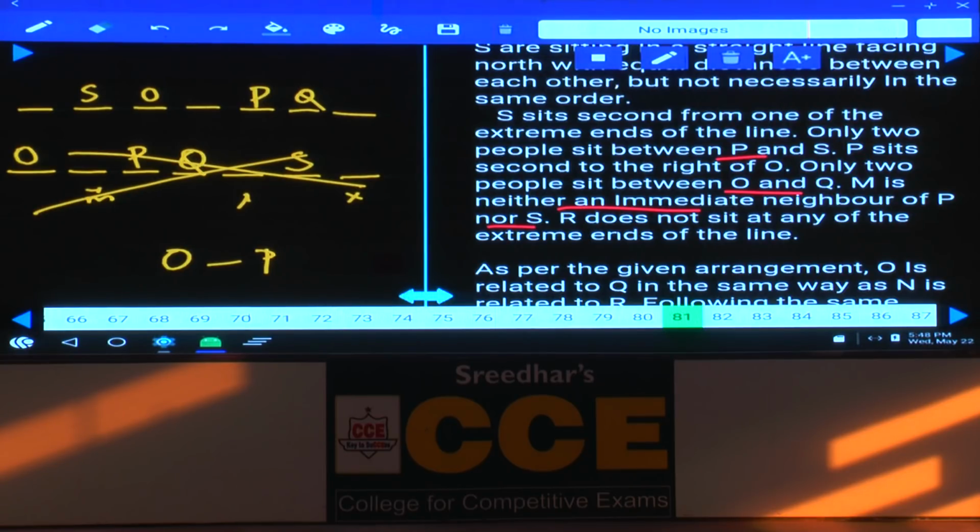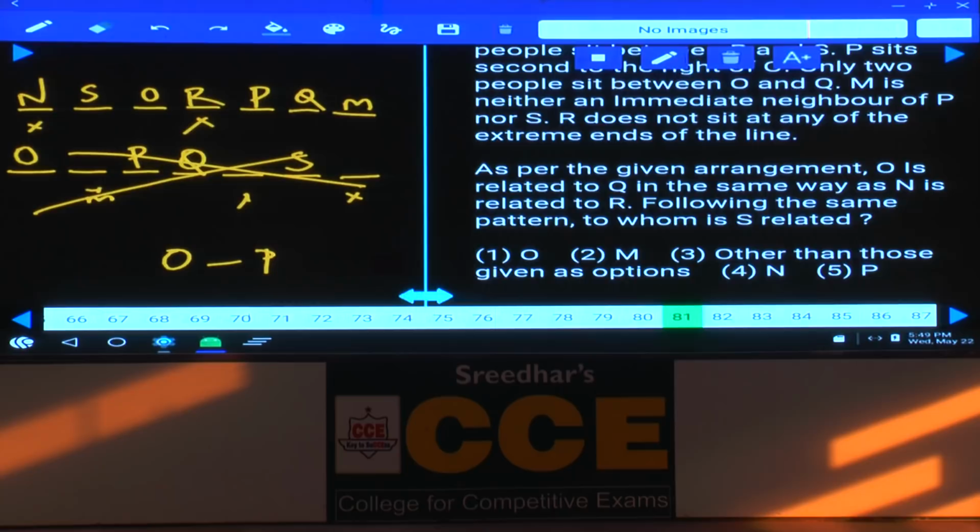The second possibility is ruled out, and M is neither an immediate neighbor of P nor S. M cannot be here, M cannot be here, hence M must be here. If M is here, R does not sit at any one of the extremes, R is here, then the person who is left over is N. Hence what is the order? NSO or PQM. Then as per the given arrangement, O is related to Q. O is 3 places to the left of Q, and N is related to R. N is 3 places to the left of R. S is 3 places to the left of whom? P. P, that is choice 5.